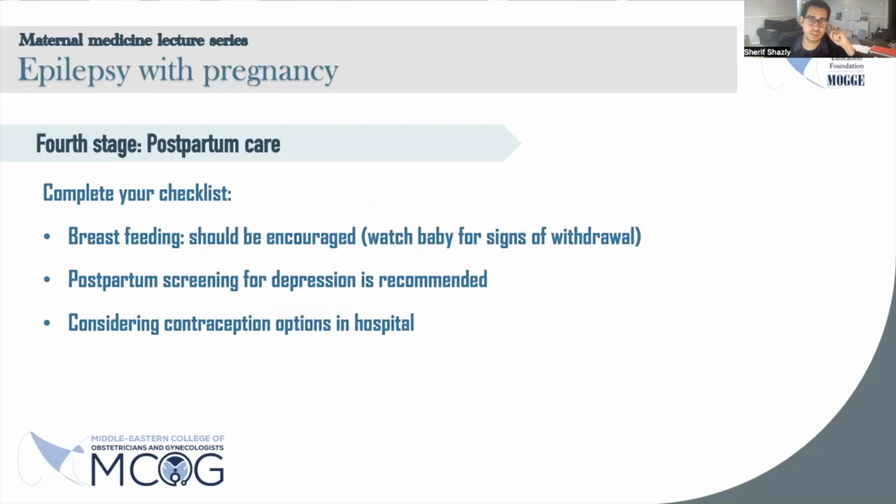Last few things I would say in your checklist, just breastfeeding. Just encourage her to breastfeed, it's fine. It's always nice to tell her that she should watch for any abnormal symptoms of the baby. The baby is not feeding well, doesn't look okay, it's not as reactive as it used to be, because these could be signs of withdrawal if she has been taking these medications for long in pregnancy. So important to tell her breastfeeding is fine, watch for your baby.